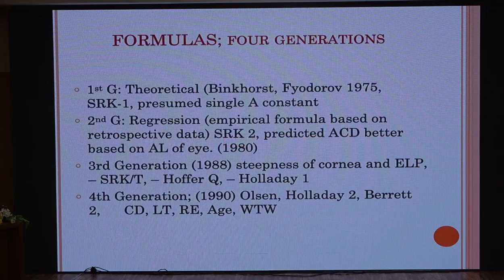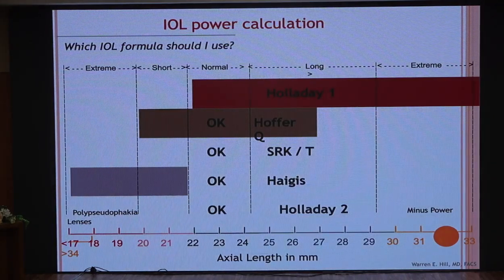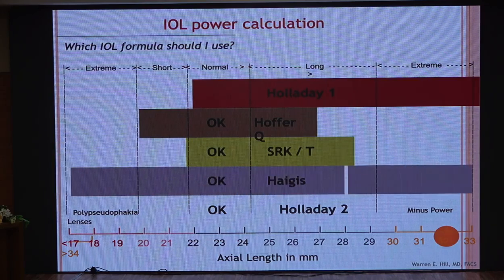Now a number of formulas are available which can be used to calculate the IOL power. I will not go into details. These are some of the formulas which were used earlier to give us some clue depending upon the axial length. Like if we have a long axial length, then Holladay 1, Hoffer Q, and nowadays we have the Barrett Universal 2, which gives us more accuracy towards the IOL power.